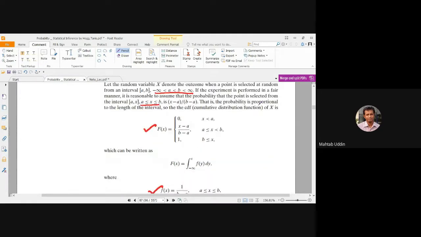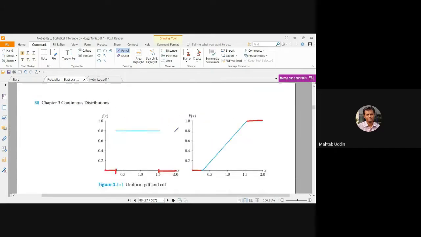relation. Can you see the power of x is 1, right? What is the power of x? 1. If the power of x is 1, this is a linear relation. So this is a line. So these are the graphs of the PDF and CDF.